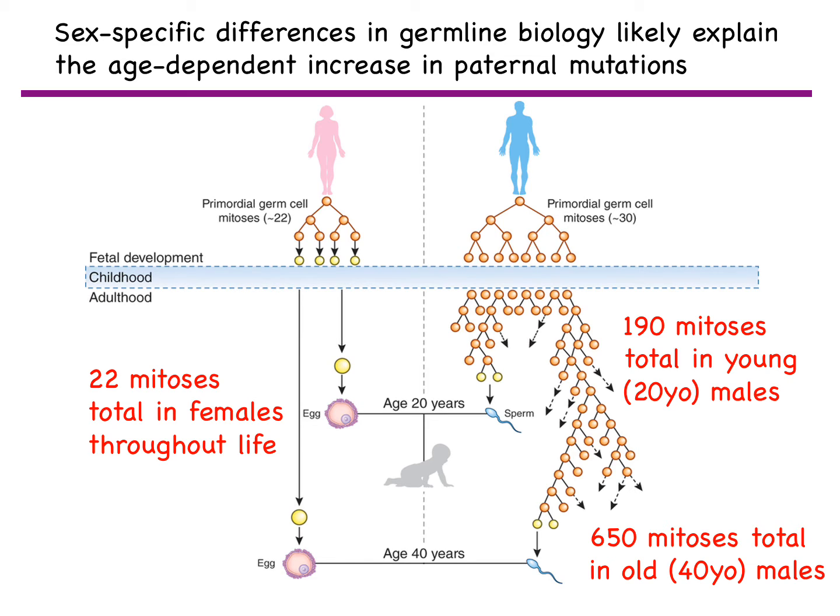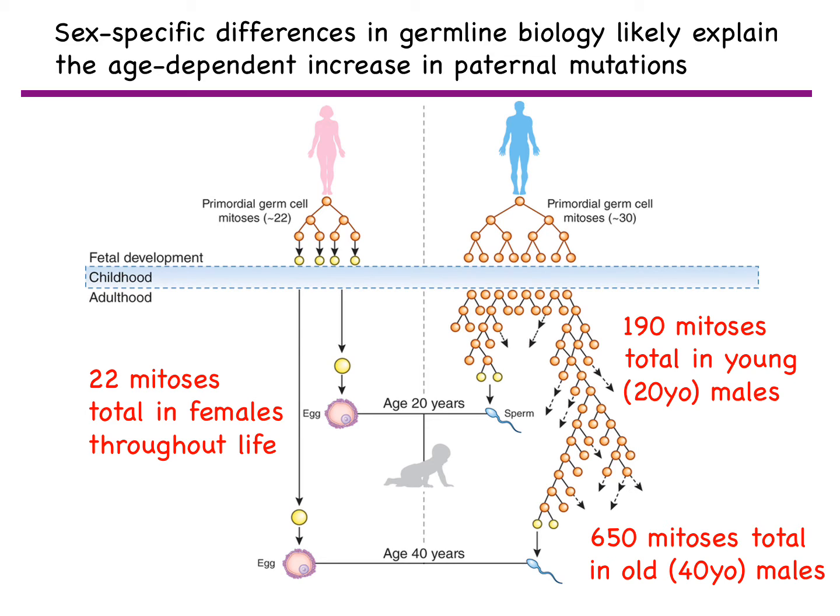But in males, the story is really quite different. Males undergo about 30 mitoses during fetal development to form the germline, and then another 190 mitoses occur in young males. By the time males are about 40 years of age, the germ cell population has undergone about 650 mitoses. The reason is that males make many, many sperm cells all through their life, so the germ stem cells themselves have to undergo many replications to produce all these sperm cells.